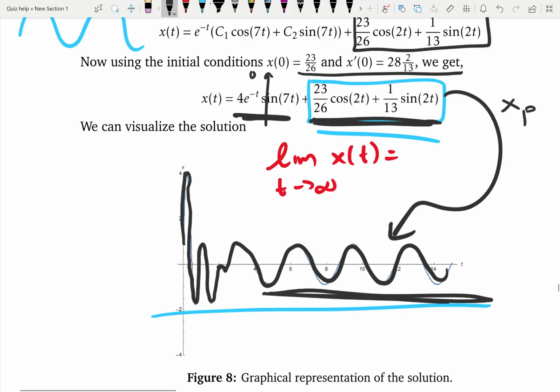So eventually, what we said in the previous video is true. When you have a driving force and damping, eventually the whole system will behave like the particular solution, and the whole thing comes from the driving force. Okay, so that's the explanation. So try to digest it, try to understand the whole scenario.